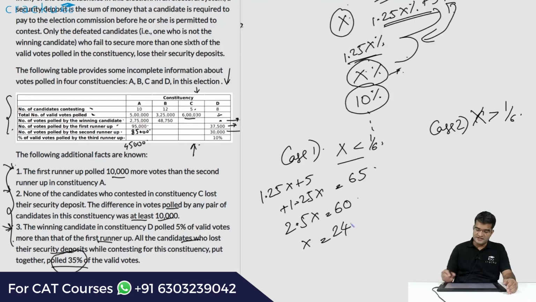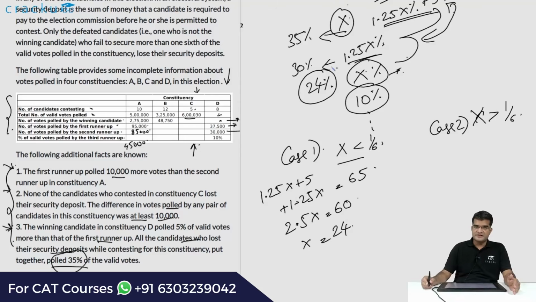So what this essentially implies is that the third person has gotten 24% votes, the second person has gotten 30% votes, and the highest guy got 35% of the votes. But this is clearly a contradiction, because we are assuming that the person who came third has gotten less than 1/6 of the total votes.